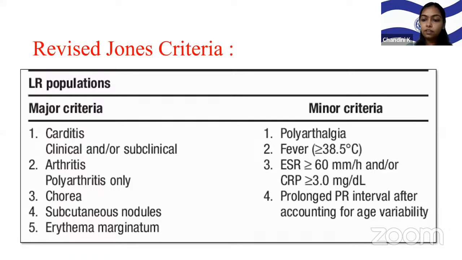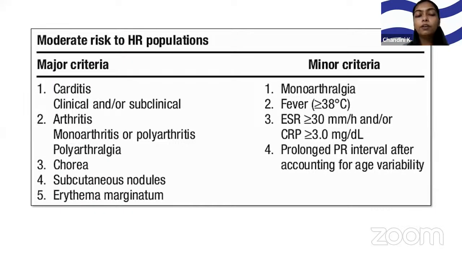In moderate to high risk populations, the difference in the major and minor criteria is that either monoarthritis or polyarthritis is included in the major criteria, and polyarthralgia is also included. Whereas in the minor criteria, instead of polyarthralgia, even the presence of one joint involvement, that is monoarthralgia, is taken into account.